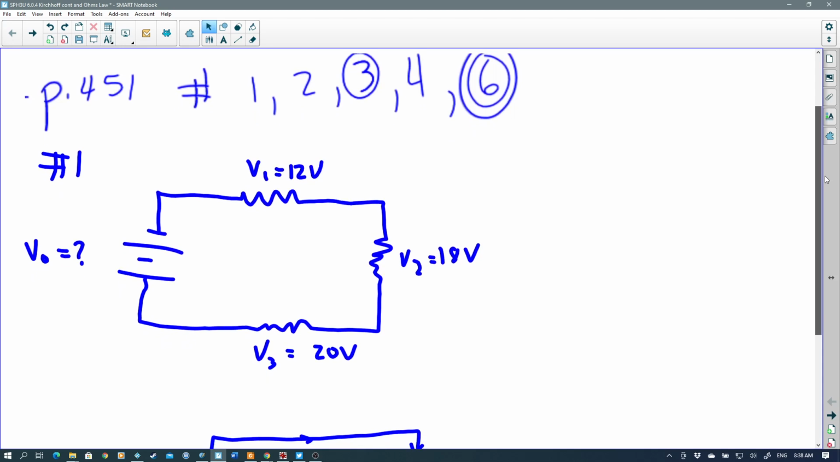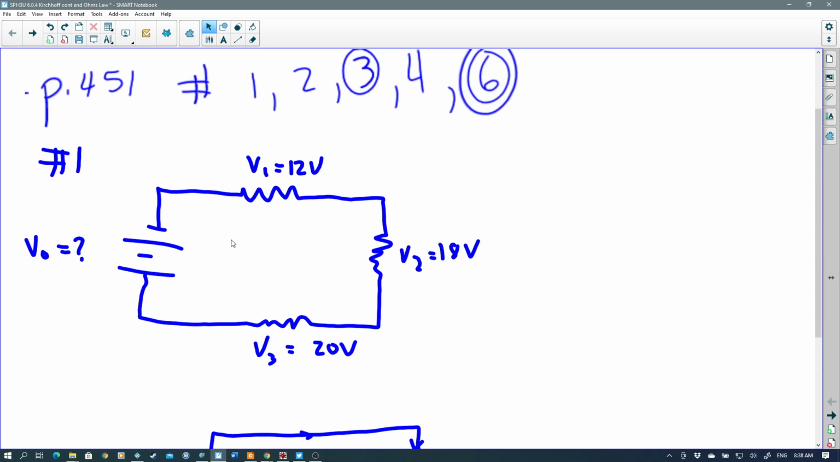You can see the page number here from your textbook. We are looking for the total voltage in the circuit here. We can see that there is a voltage drop of 12 volts through this resistor, a voltage drop of 18 volts through this resistor, and a voltage drop of 20 volts through this resistor. So along any complete path, which you can draw the circle of the complete path here. You don't have to do that, you can visualize that, but that's the path that the electrons are taking in that circuit.